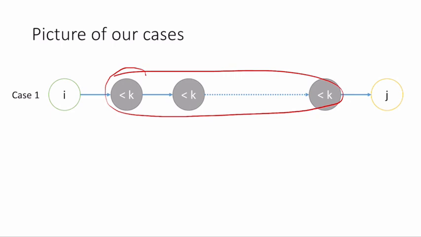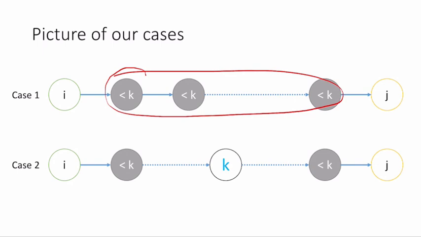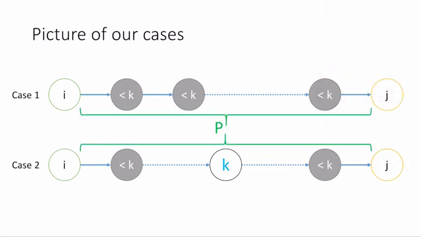All the internal nodes have a value less than k, meaning k is just not on the path. Case 2 is when k is on the path. And the total path is the same in both cases. Maybe not the same vertices in both cases if we're talking about two separate scenarios, but it's the total path from i to j in both cases.